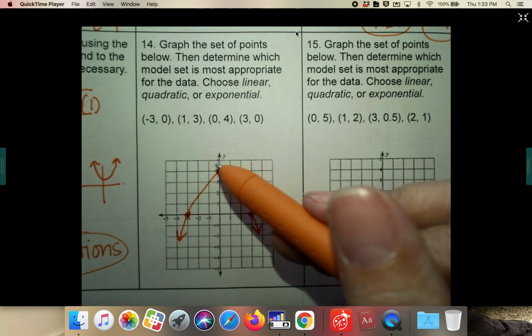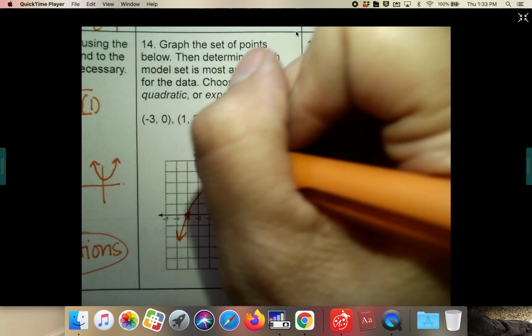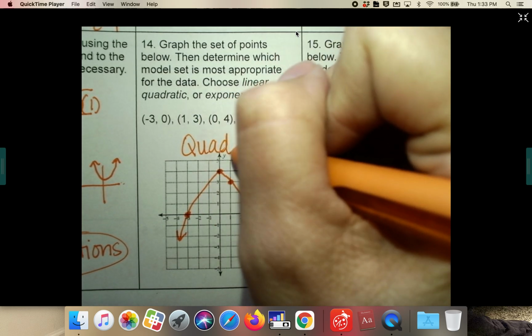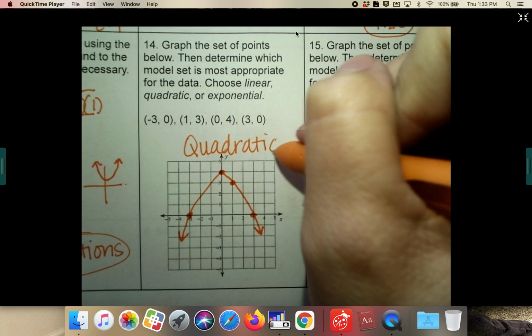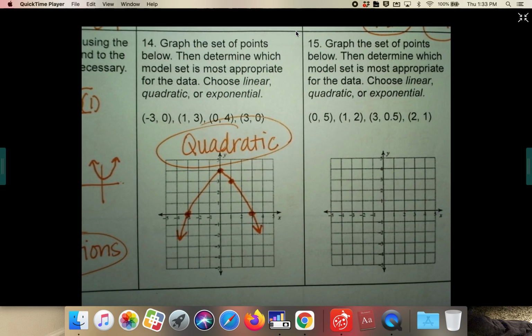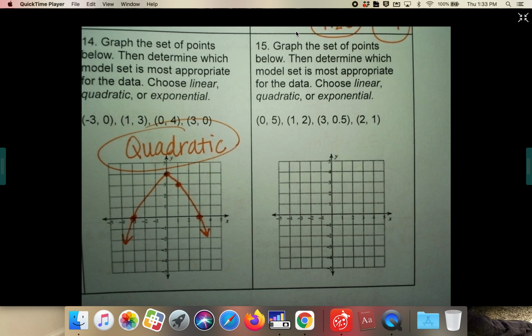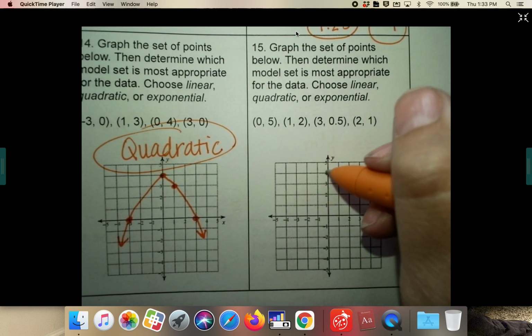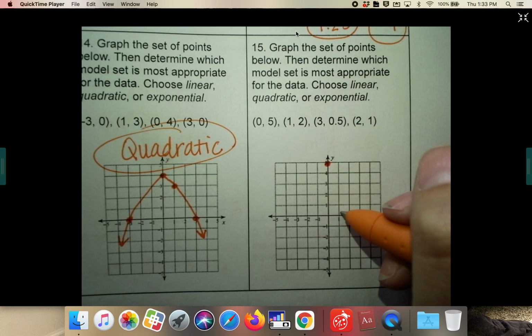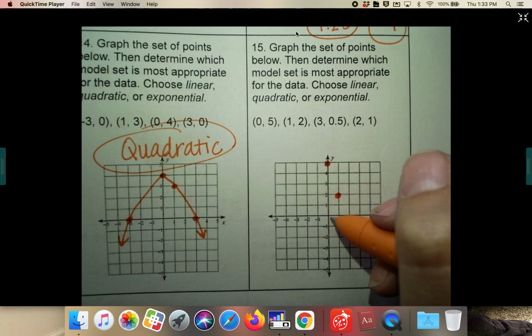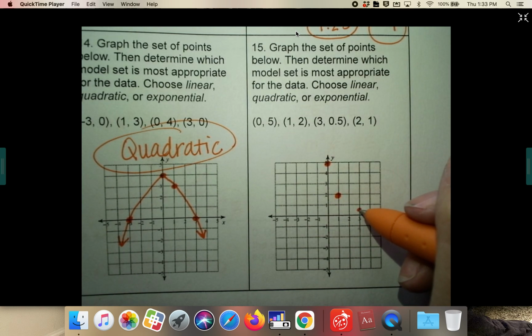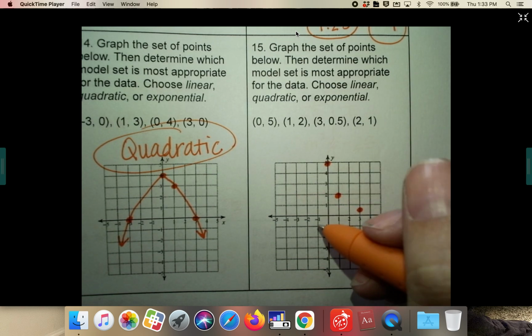And that is definitely a parabola. So that is a quadratic function. All right, let's do the last one. Let's plot these: 0, 5, 1, 2, 3.5, and 2, 1.